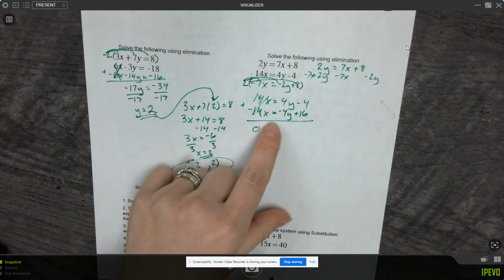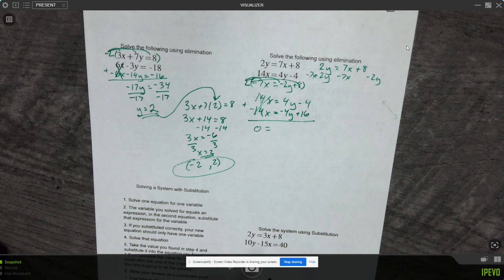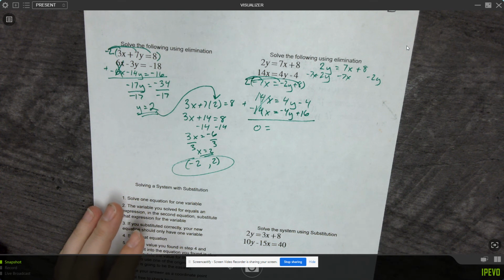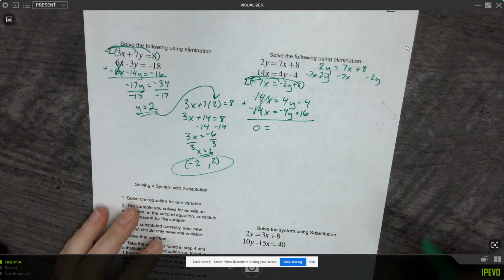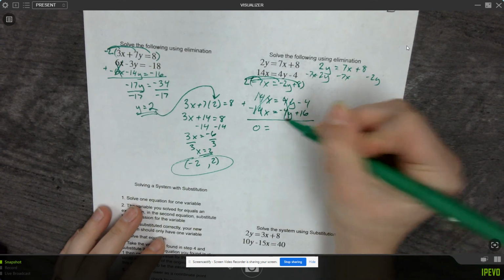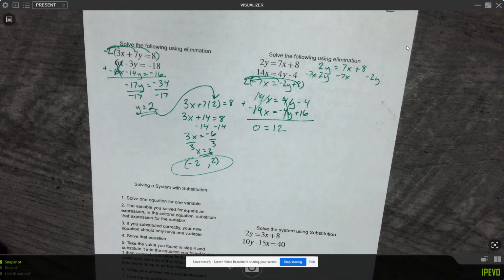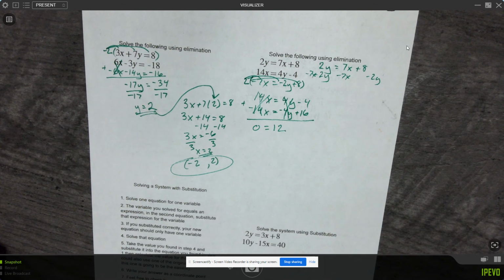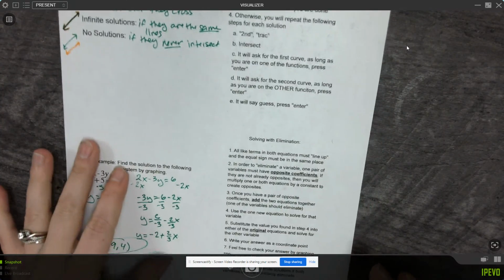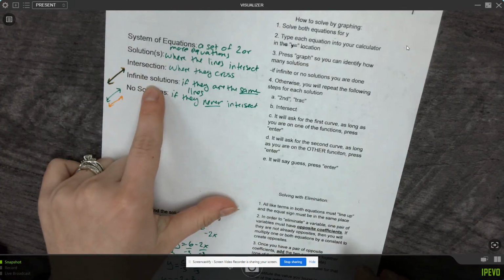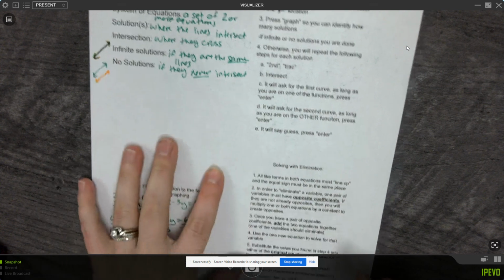All right. When I continue to move on, I have 4y plus negative 4y, which is also 0. This is an instance where I don't need to put that 0 because I have something else here. So these also eliminate, and the negative 4 plus 16 would be 12. Okay, this is where we talked about infinite and no solutions. Okay.